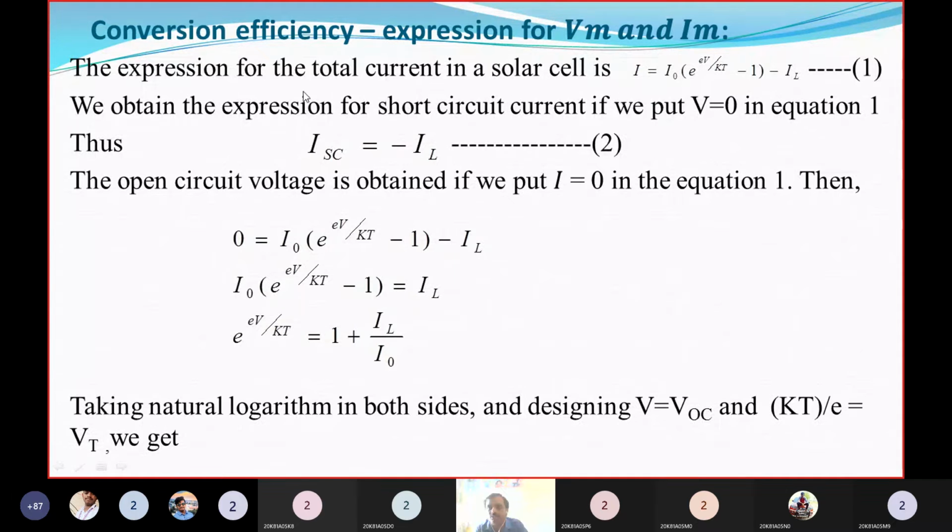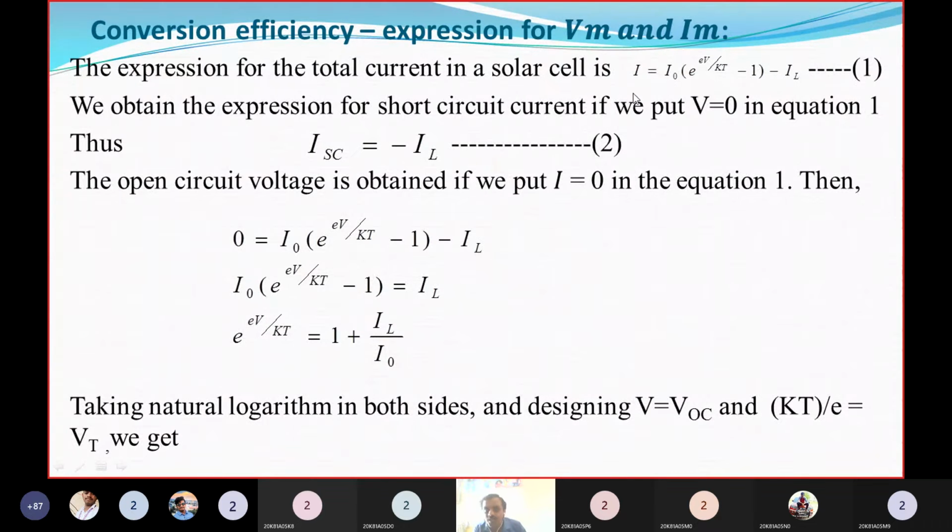The expression is I equals I naught into e power EV by KT minus 1, minus IL. Here IL is the current passing through the load resistance, and I naught is the reverse saturation current. So this is the equation for the current passing through the solar cell.